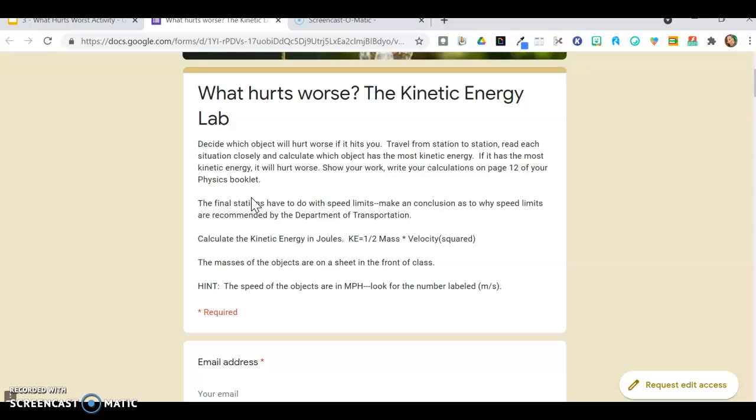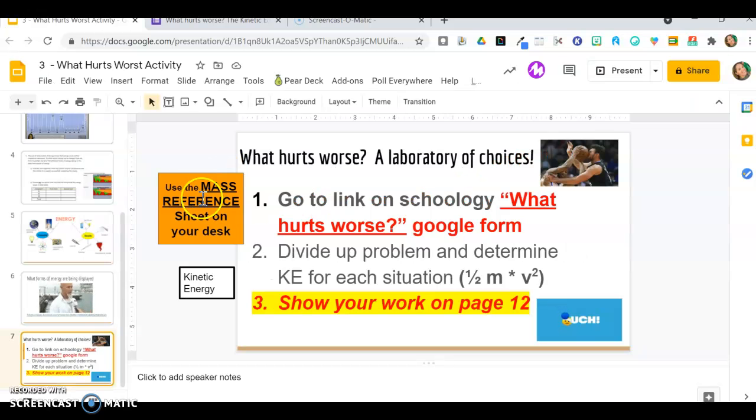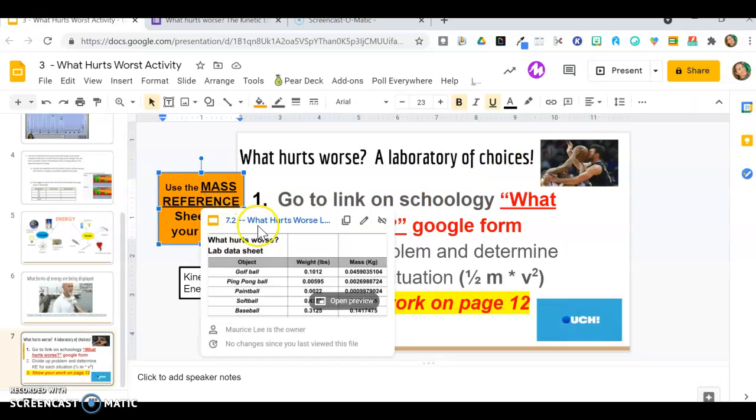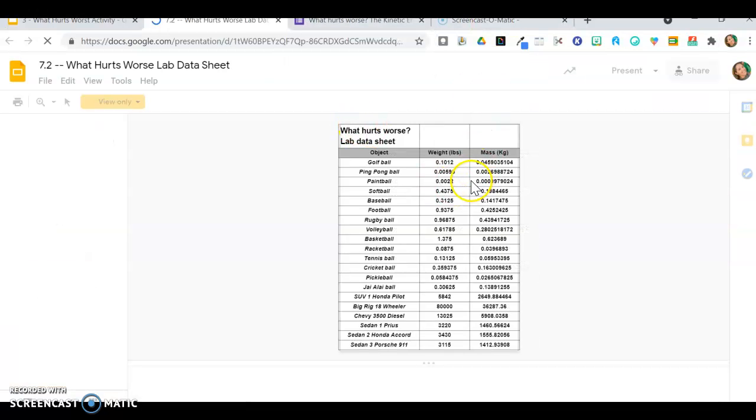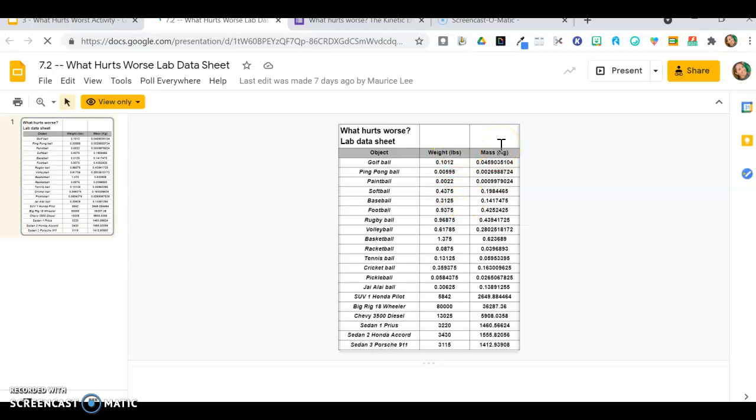Today for the lab, you have to understand that kinetic energy is measured in joules, and kinetic energy is equal to 1/2 mass times the velocity squared. The mass of the objects are on the sheets that is linked, and again, that is linked on the side, on this slideshow right here, the mass reference sheet, and you can find that also on the Google form. We talk about weight in pounds, but most people everywhere else around the world use kilograms. So you're actually going to use the column for kilograms.